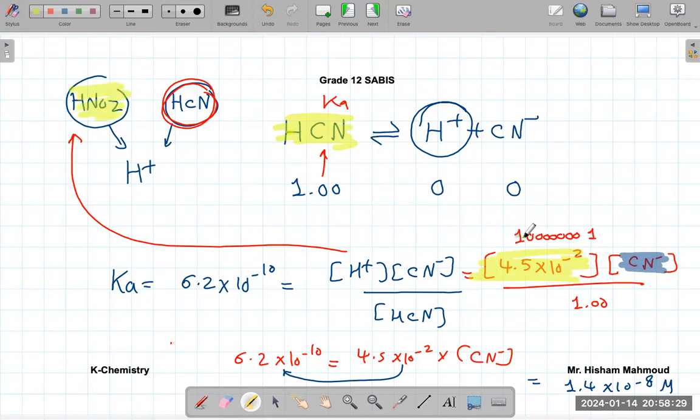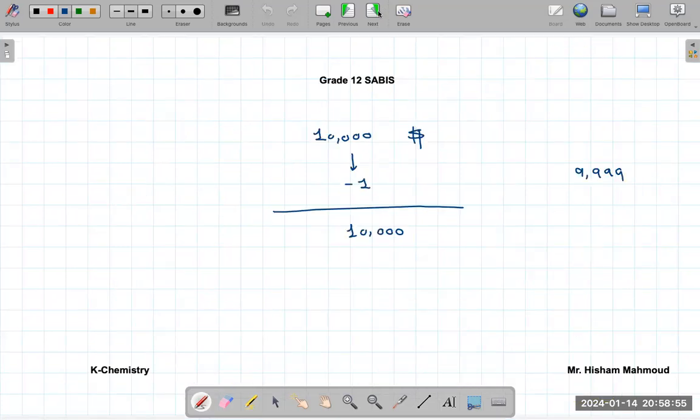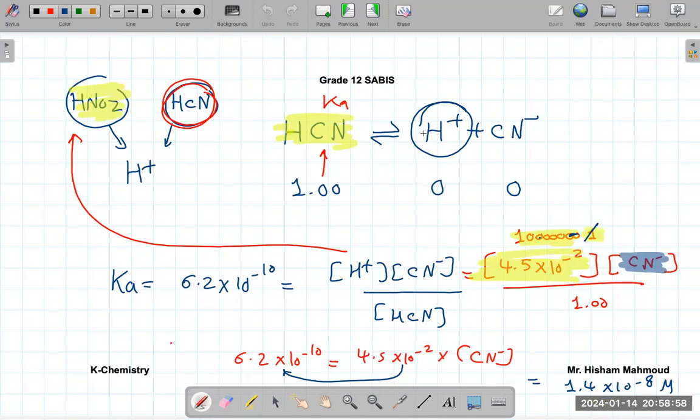Why? Because this is like the million that's added to a $1. You ignore the one and you count the million. How much money do you have when you add the million to one? You have $1 million. You can still say 1,000,001. The number of zeros here, by the way, is wrong. It's 1, 2, 3, 4, 5, 6 if you are saying million. But the idea is that you ignore the small number and you say, I have 4.5 times 10 to the minus 2. This is the H plus that came from the HNO2, which is very big compared to the one that comes from HCN.